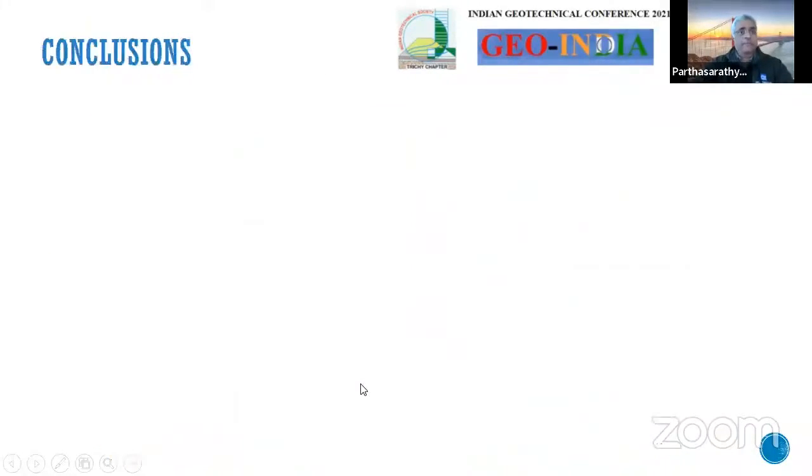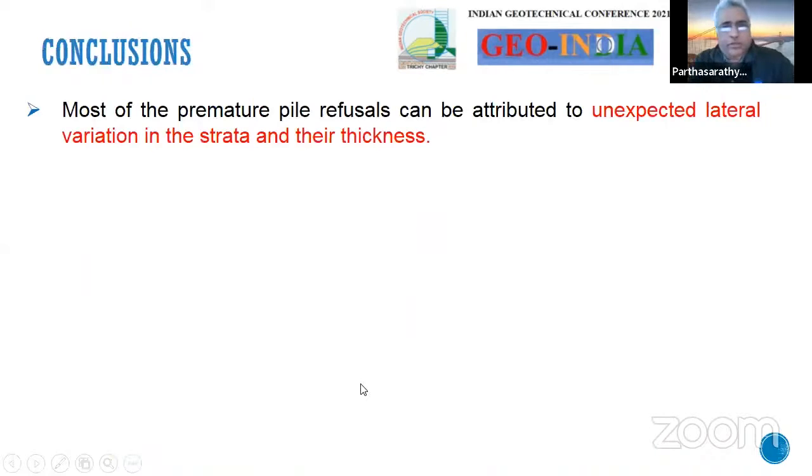So in summary, most of the premature pile refusals can be attributed to unexpected lateral variation in the strata and their thickness.